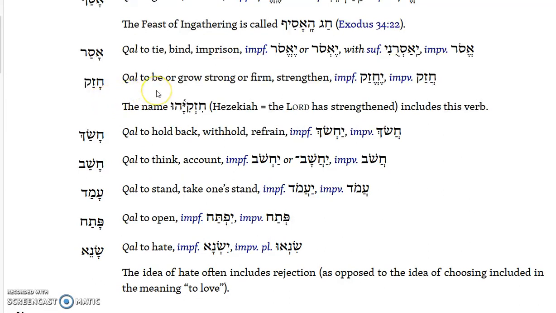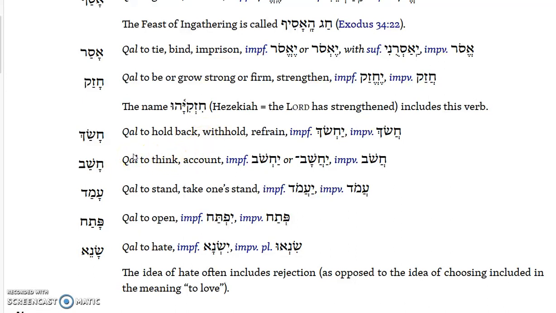Hazak is a stative verb which means to be strong or firm or the like, and again he gives you the imperfect and the imperative forms of that. Hezekiah is related to that. He's Hizkiyahu. The Yahu is Yahweh, and you can see chazak, to be strong, as being a part of that, and it looks like the Lord has strengthened is the meaning of Hezekiah.